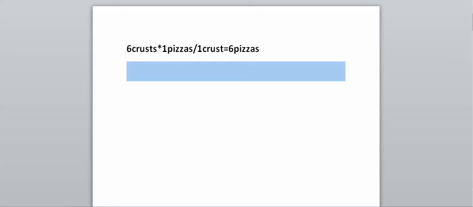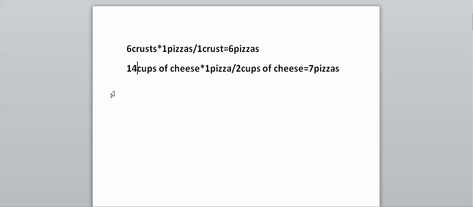The crust is on the bottom and the pizza is on top, so the crust can cancel out and you're remaining with pizza. 14 cups of cheese. 1 pizza needs 2 cups of cheese. Therefore, you can only make 7 pizzas. 20 ounces of tomato sauce. 1 pizza needs 5 ounces of tomato sauce. Therefore, you can only make 4 pizzas. You make sure pizza is on the top and ounces of tomato sauce is on the bottom, so tomato sauce can cancel out and you're remaining with pizza.